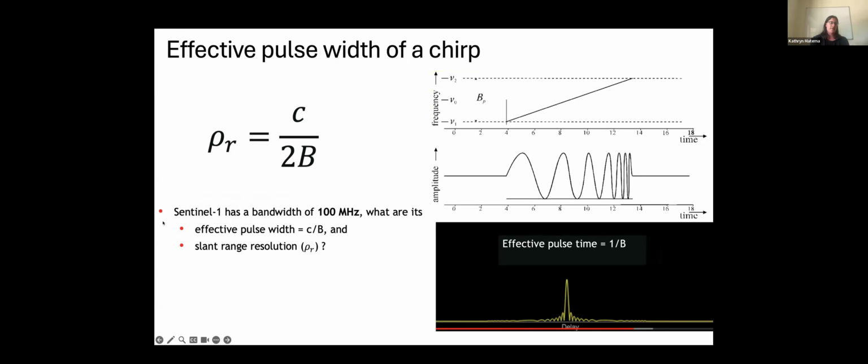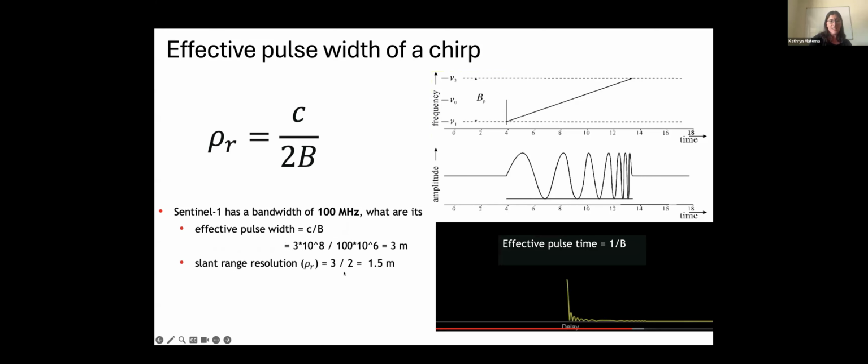So let's talk about a particular satellite. Sentinel-1, let's say it has a bandwidth of about 100 megahertz. What is the effective pulse width, and what is the slant range resolution? So the pulse width is this term. The slant range resolution is divided by 2 because it has to go there and back. And if you do this math, c being the speed of light, you find that the effective pulse width is 3 meters, and the slant range resolution is half of that, or 1.5 meters. So you can have a really fine range resolution by using a large sweep across the frequency spectrum.